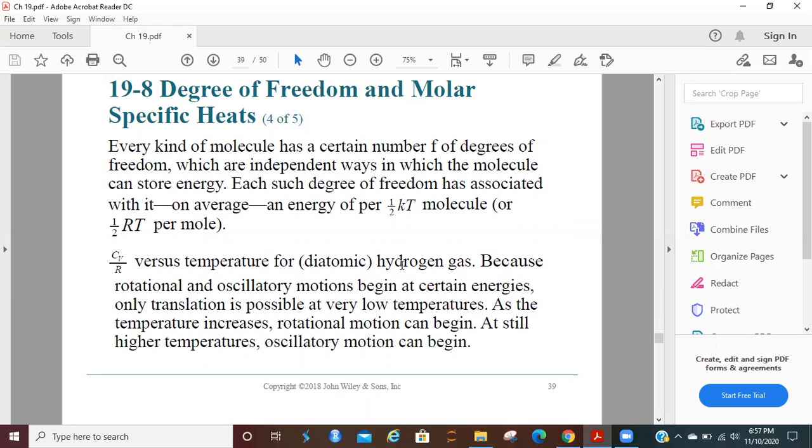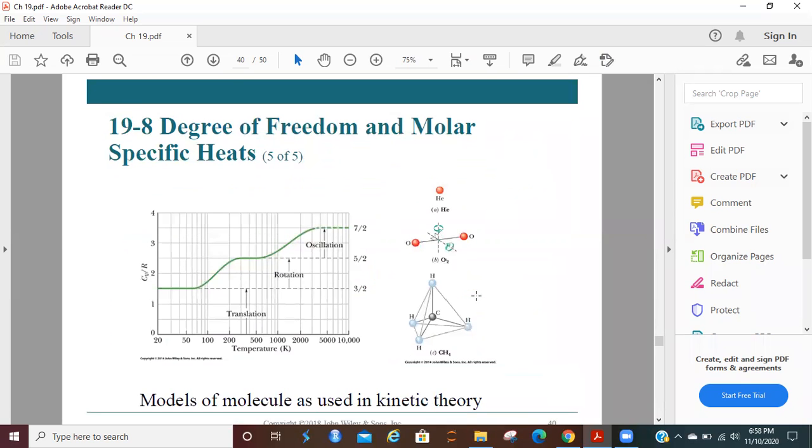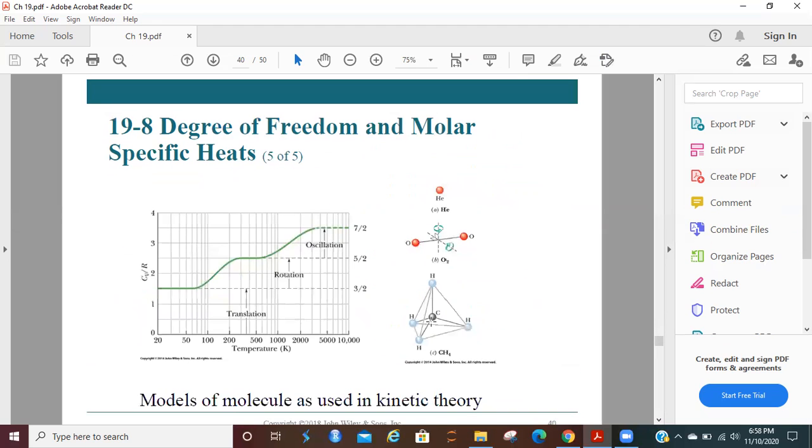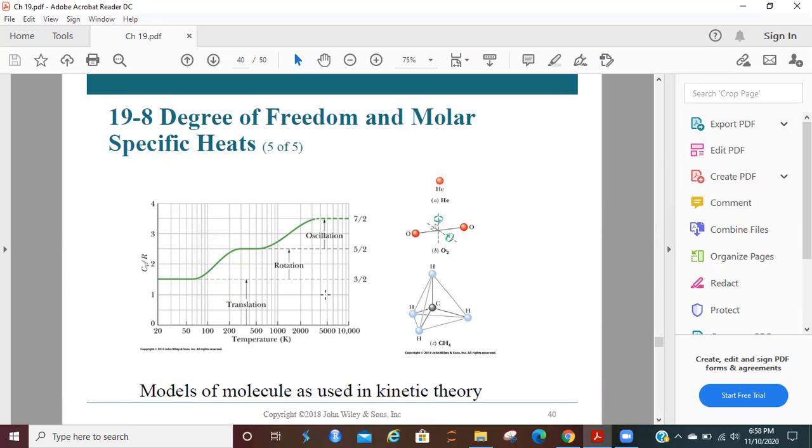Here is CV over R versus temperature for a diatomic hydrogen gas. This is the plot it's referring to. Because rotational and oscillatory motions begin at certain energies, only translation is possible at very low temperatures. As the temperature increases, rotational motion can begin, and at even higher temperatures you have oscillatory motion. All of those different types of motions add to the degrees of freedom, and so our formulas are going to change because of that.